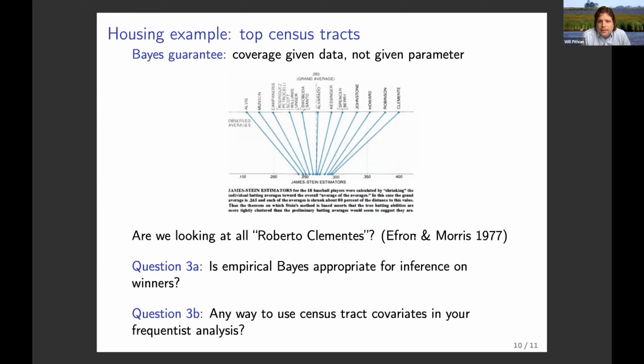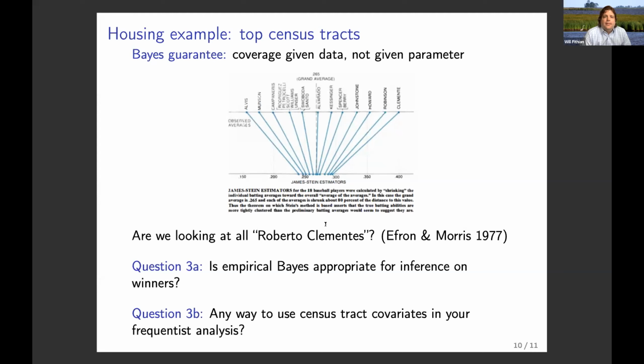This is a little bit like the issue that was brought up by Efron and Morris in their 1977 paper on the James-Stein estimator, another empirical Bayes method. They noticed that this shrinkage is doing well, and has better performance in some ways, but they say, well, maybe we're not being fair to Roberto Clemente, who was a big time all-star. We shouldn't be surprised that he's doing better than these other baseball players. So why are we assuming that he's no better than the others? In particular, if we repeated this experiment many times, we wouldn't expect to be covering for Roberto Clemente. And so I wonder if all the census tracts that we're looking at here are just all the Roberto Clementes.